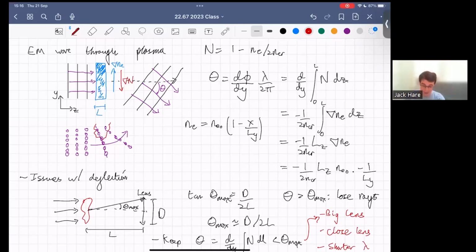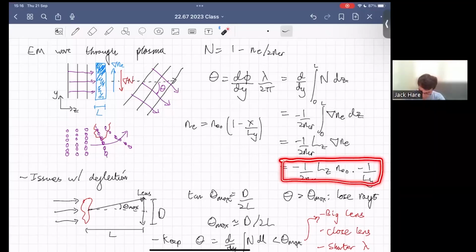wavelength, because if you go to a shorter wavelength, you get a smaller deflection angle, which you can see if you go back to maybe this formula here. A shorter wavelength corresponds to a larger n critical, and so you'll get a smaller angle.